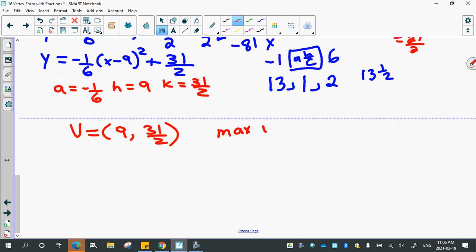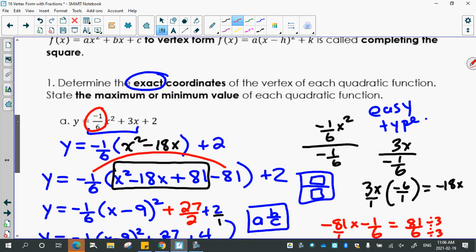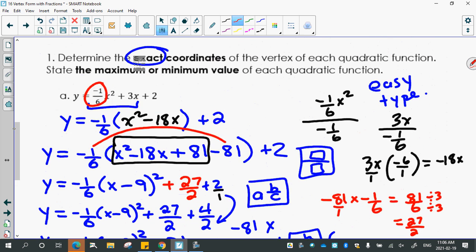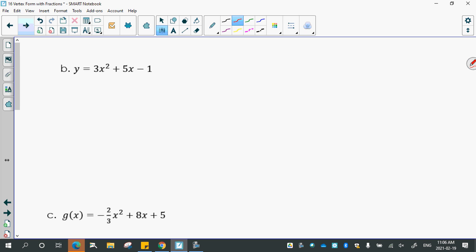Max value of 31 over 2. Okay. So to me, that's the easy type of fraction or text form question. Part B is the harder type.